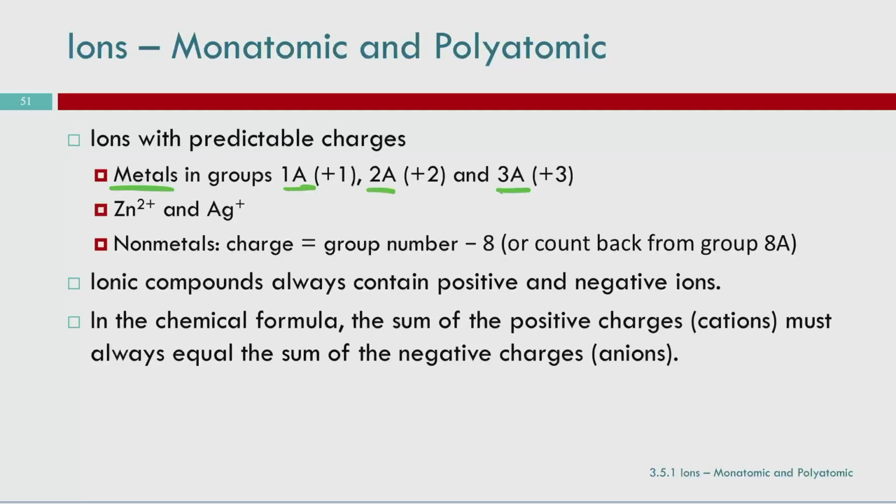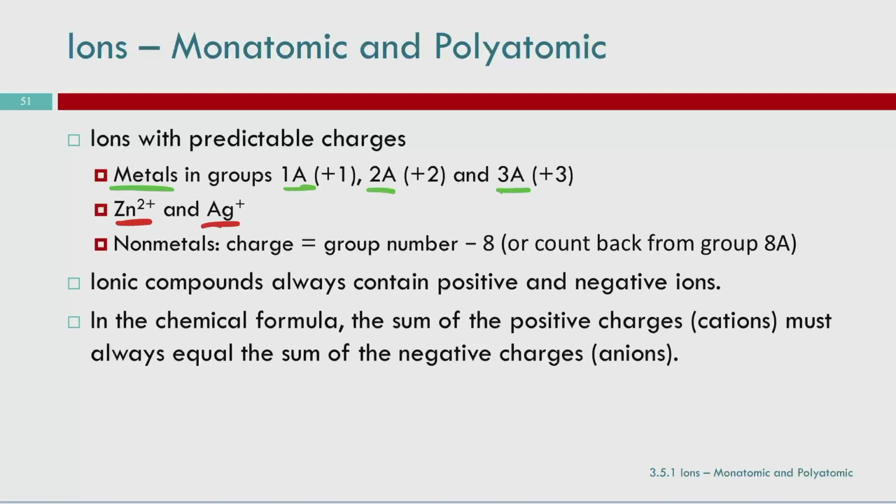We've also got a couple of weird ones. We've got zinc and silver. Zinc and silver, Zn and Ag, show up in our transition metal elements. Our transition metal elements generally don't form the same charge every single time. They have multiple options, and that's part of what makes them weird.